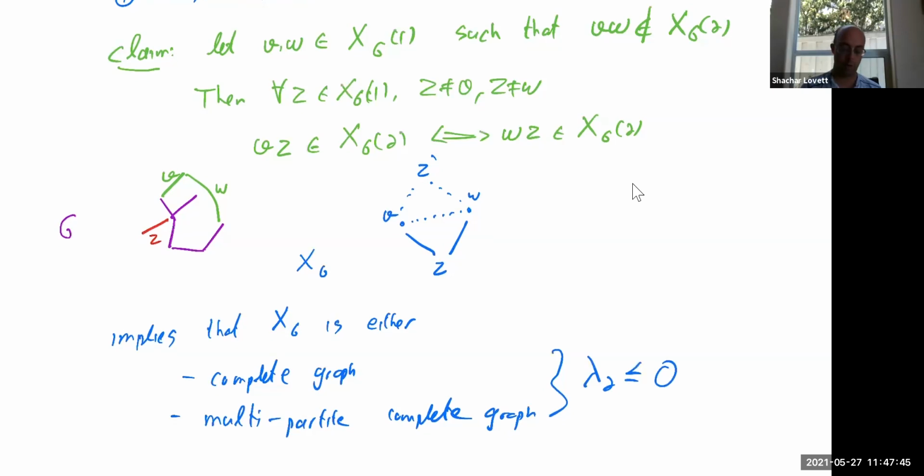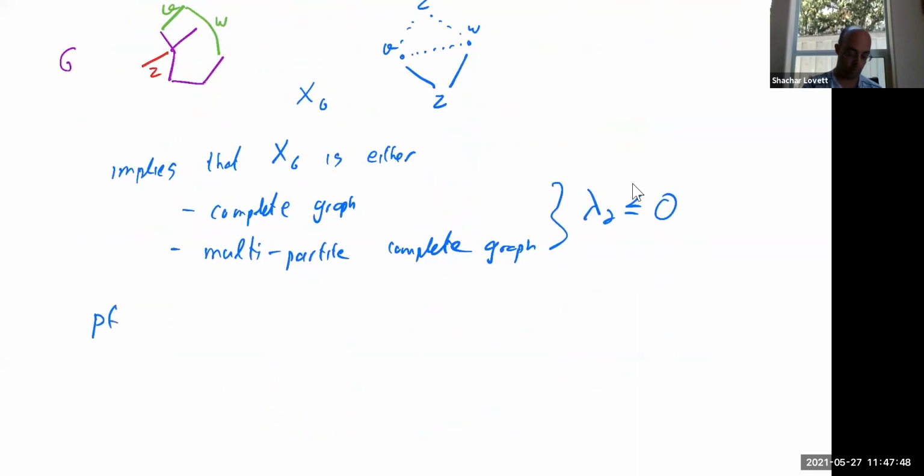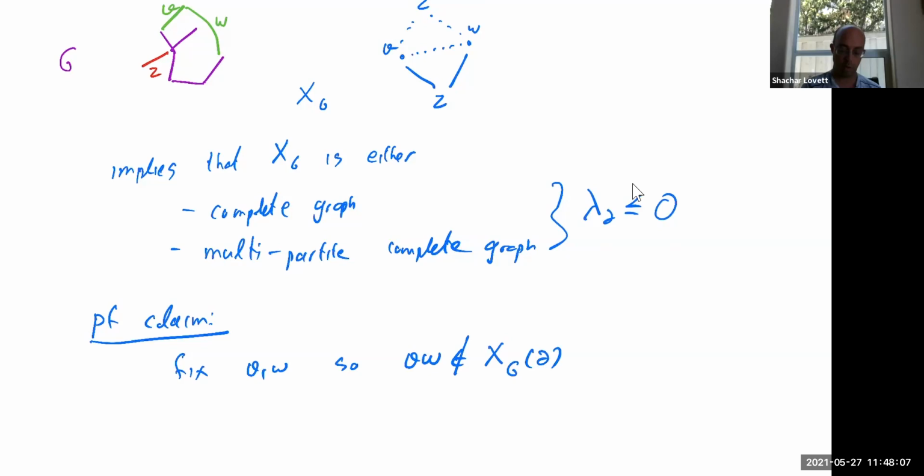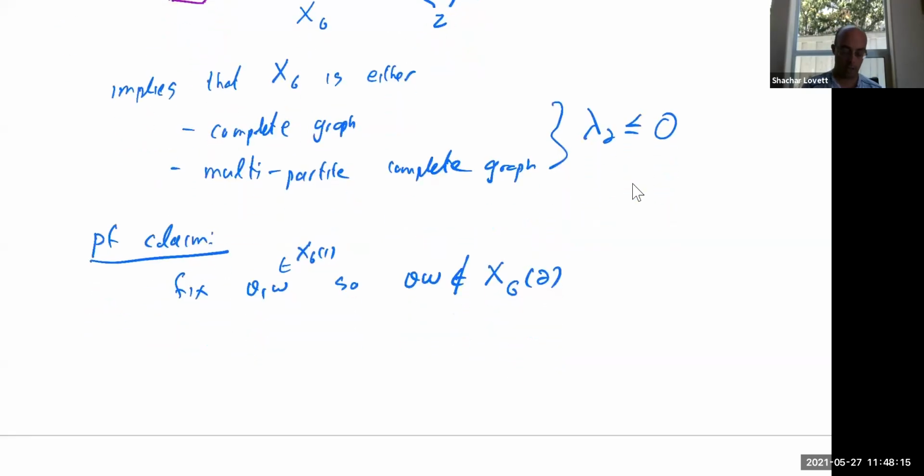So let's prove this claim. Again, let's fix V and W that do not share an edge between them. So fix V and W. So VW is not in X sigma 2. All right, so these are in X sigma 1. Each one individually connected to sigma is still a tree. I cannot have both. And then let's also fix some other node Z in X sigma 1, which is not the same as V and not the same as W.